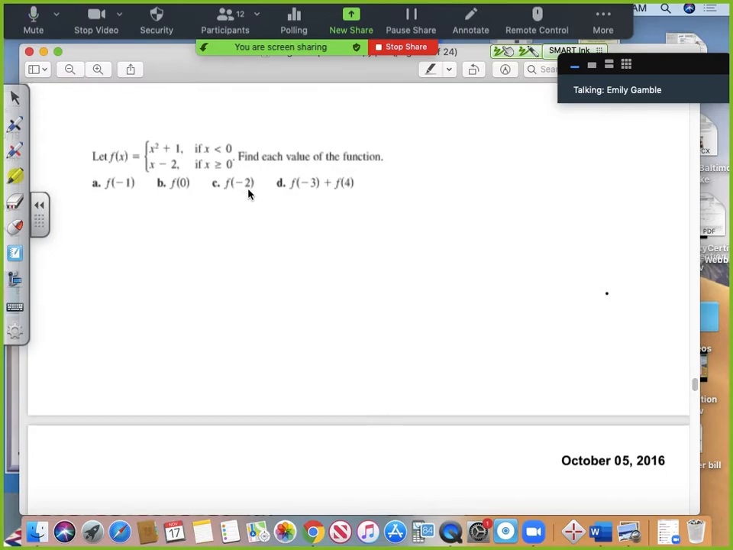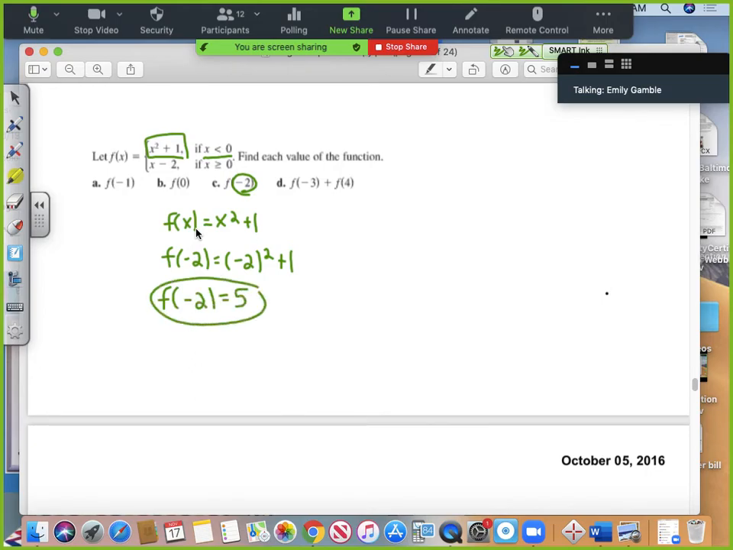All right, you might not be done with both, but I want to make sure I can go over it before the end of class today. So for letter C, f of -2. The number we're replacing in for x, this -2 here, since it's less than 0, I would use this function right here. So I'm going to be using x squared plus 1, and I'm replacing in a -2 in for x. F of x equals x squared plus 1. So I replace in a -2 in for x, and I solve. -2 squared is 4. 4 plus 1 is 5. So the answer to this one is 5.